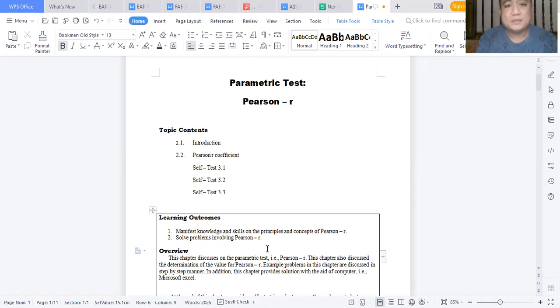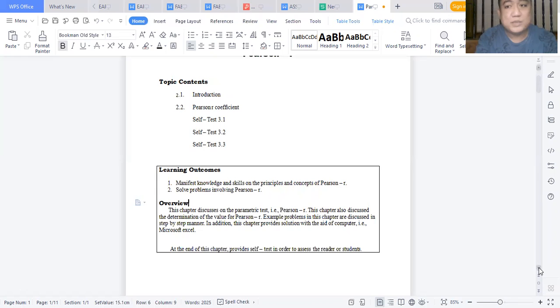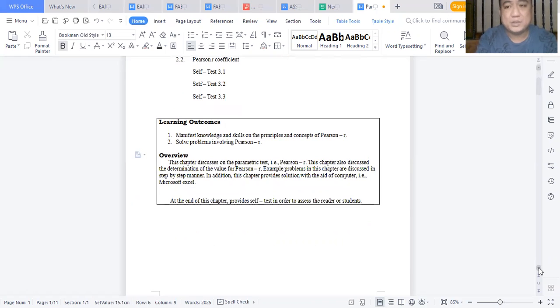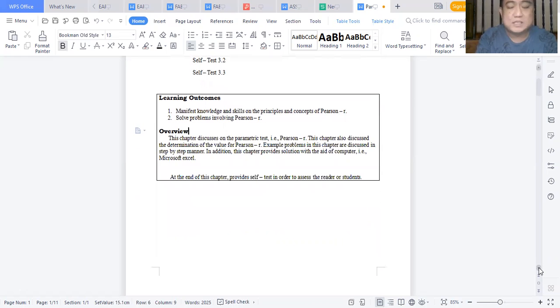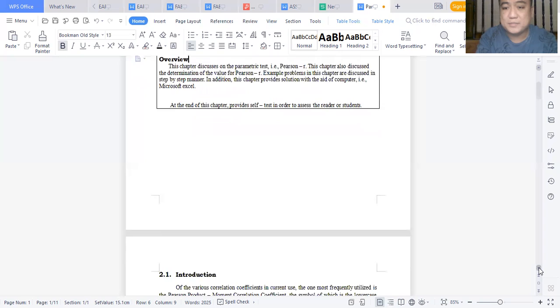So the parametric tests that we are discussing are very important in our research subject because we can use these different parametric tests in interpreting the result of our data. As an overview, this chapter discusses the parametric test, specifically the Pearson R. And in this learning material, the Pearson R is discussed in a step-by-step manner.